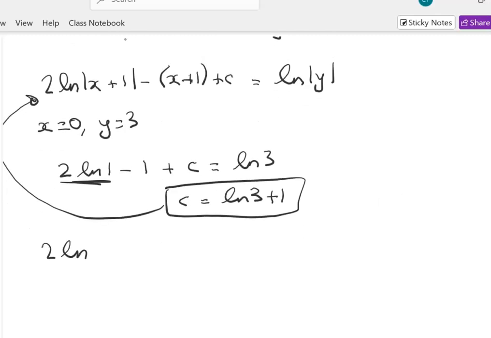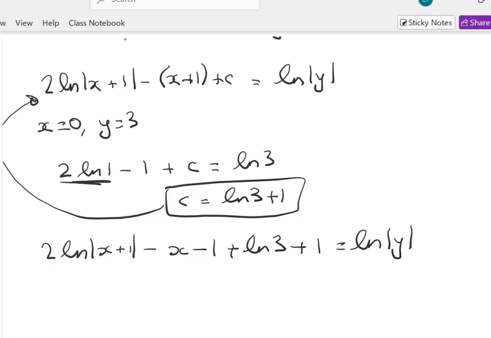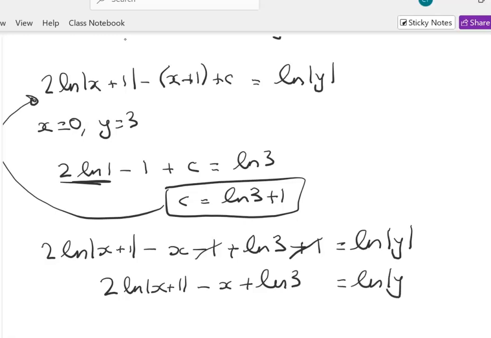So 2 times the natural log of x plus 1 minus x minus 1 plus ln 3 plus 1 is equal to the natural log of the absolute value of y. Now, happily, the minus 1 and the plus 1 go away. So we're left with 2 times the natural log of x plus 1 minus x plus ln of 3 is equal to the natural log of y.